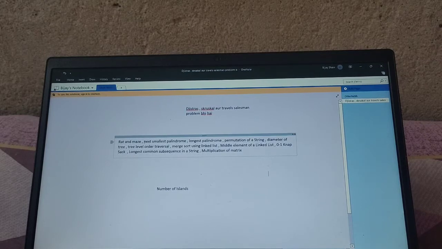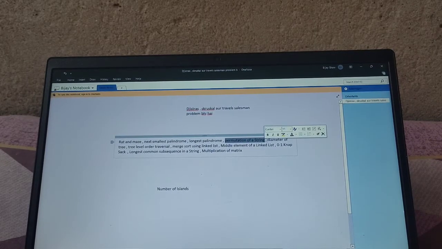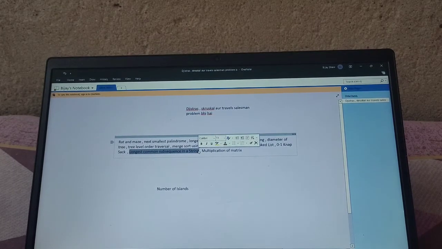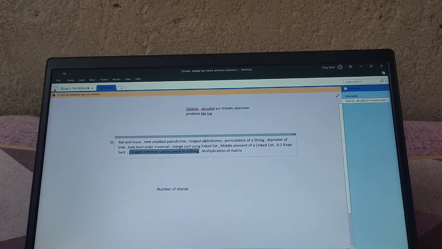Then you have a lot of DP questions, most of them from palindromes. Next smallest palindrome, and the longest palindrome, using DP, not just brute force. Permutation of a string is just by backtracking. Also longest common subsequence is like a palindrome problem. From this modification you can also do the palindrome problem. So that was from palindromes.